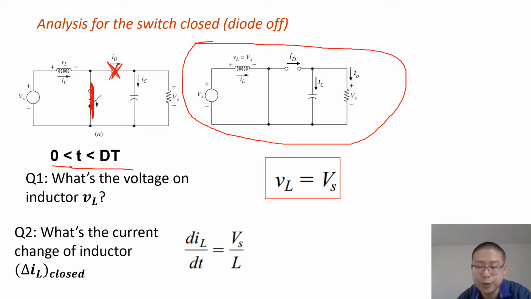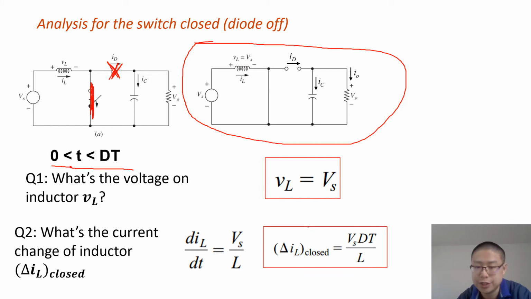So using the increasing rate multiply the time, we can obtain the current change. So Vs over L is the increasing rate, and dt is the time when the switch is closed. So we obtained the expression for delta IL closed. We will use this expression when we derive the relationship between the input and output voltage. I think question 12, we will use this expression in question 12.